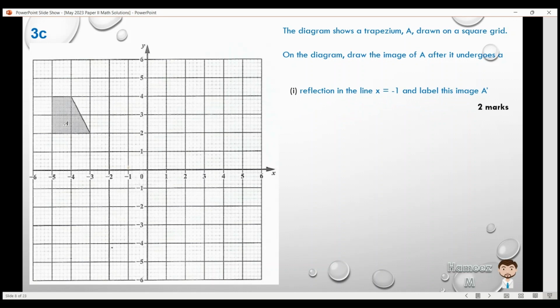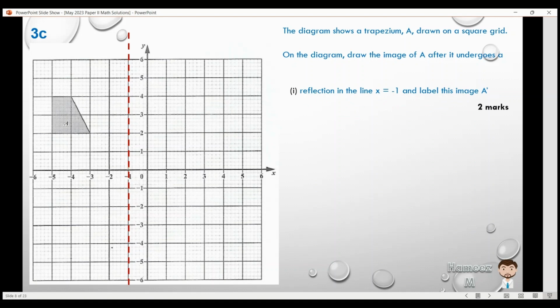So where would we find x is equal to minus 1? Well, we'll have to look on the x-axis, which is the horizontal axis, the one going from left to right. And we move across and we find the point where x is equal to minus 1. And that line will be anything vertically running up and down, passing through that. So let's bring up that line.